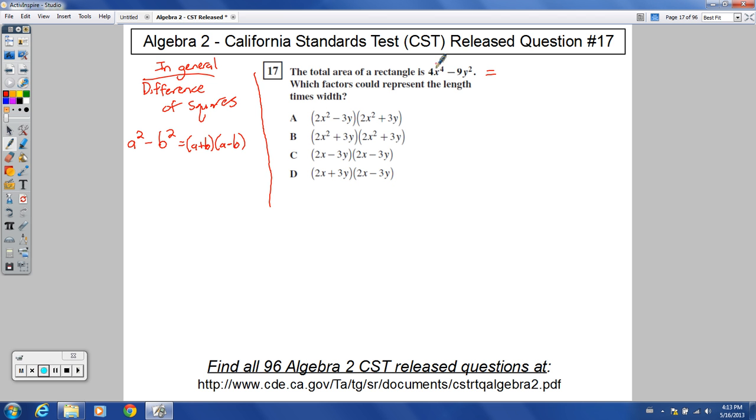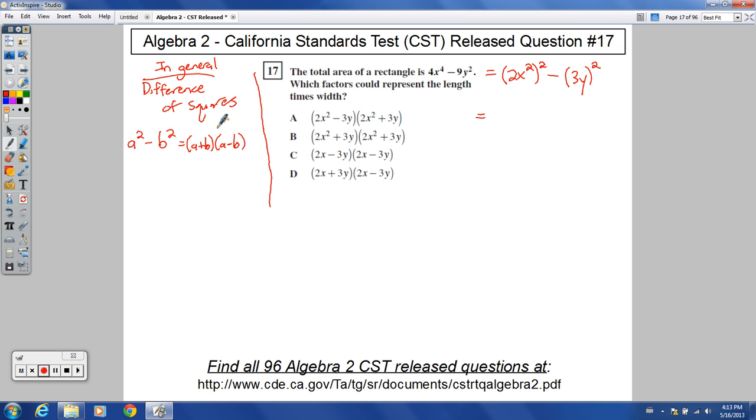In this case, your a is 2x squared, because it's 2x squared times itself. So this 2x squared is your a term right here. And then your b term: we have this b squared, which is 3y squared, so 3y is your b. So hopefully you notice the difference of squares there.